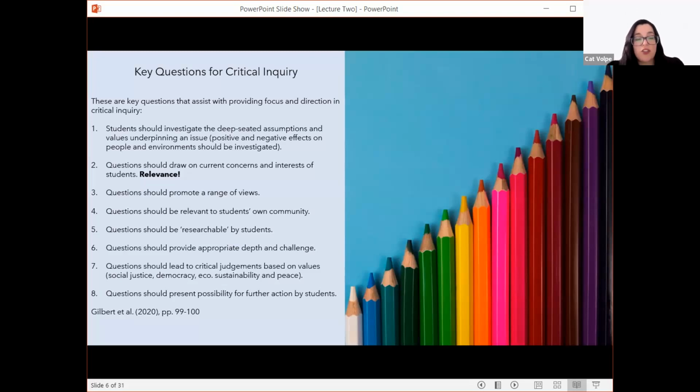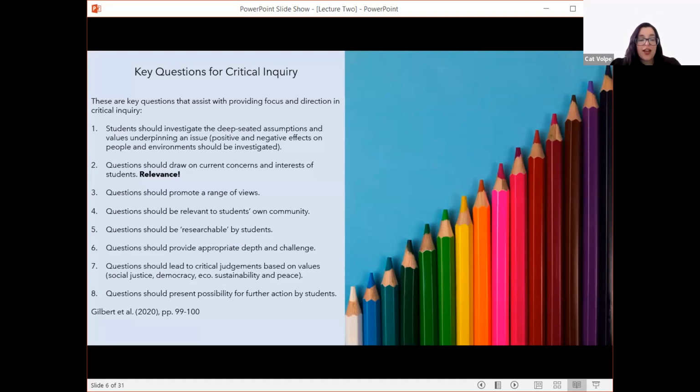An inquiry question you ask in year 2 is obviously going to be a lot different than the questions that you ask in year 7. So they should lead to critical judgment based on values. Talked about values. So these are the types of questions where students are thinking about, do I feel this way about this, or do I feel this way? We'll talk more about that in week 4. Should present possibility for further action by students.